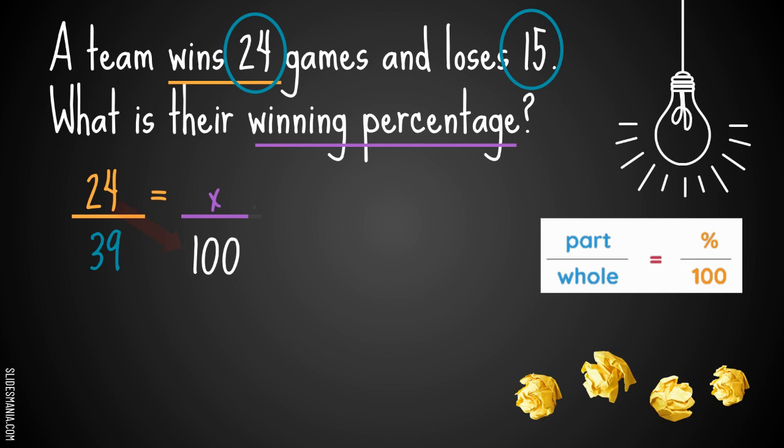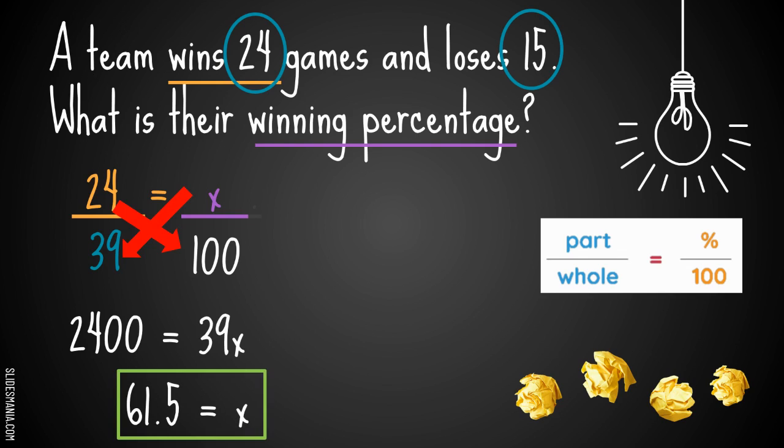And you know what to do, cross multiply. Multiplicamos. And x times 39. Divide both sides by 39, and x equals 61.5.